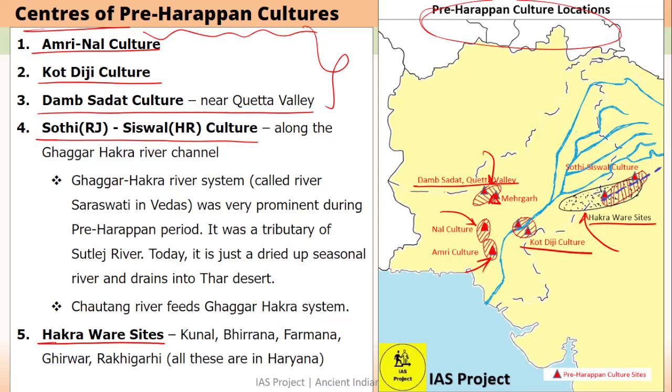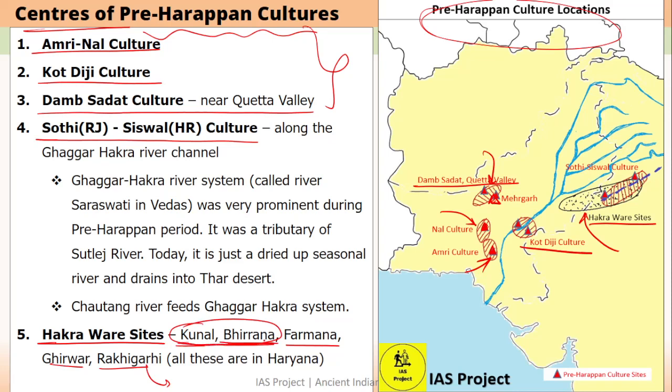You can see the outline in black color. Examples of some of the Harappan sites in India are Kunal village, Birana, Farmana, Girawad and Rakhigarhi. Rakhigarhi is basically the largest Harappan site. Kunal village and Birana are actually the oldest Harappan sites.